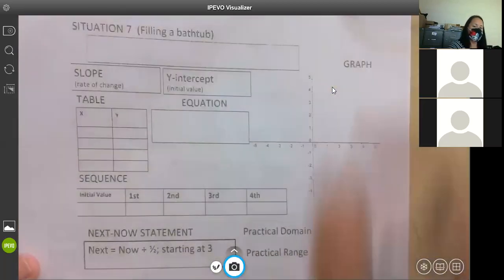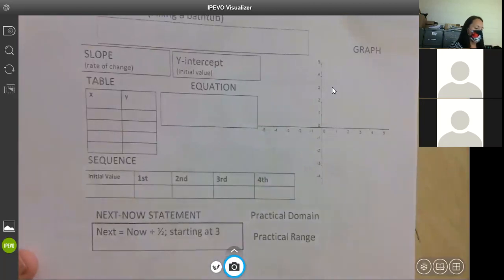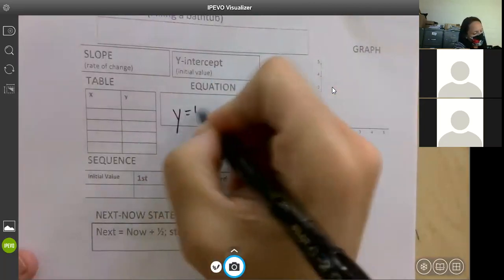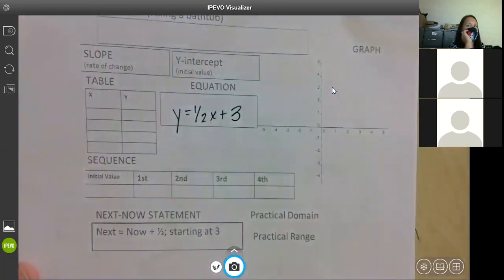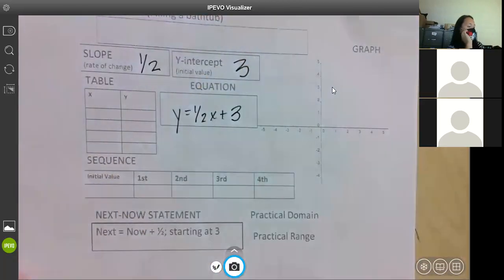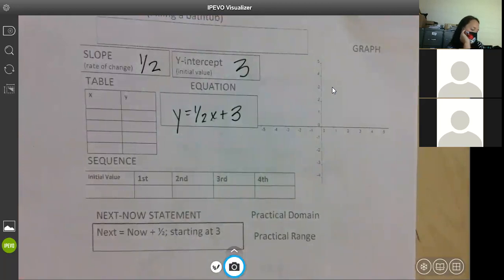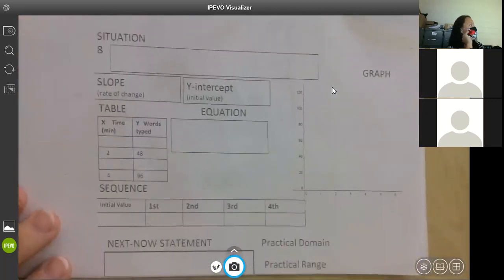Look at this one. We'll go real quick. This one gives you the next now. Next equals now plus 1/2 start at 3. So what is your equation? 1/2 x plus 3. What's your slope? And your y-intercept. I'm not going to do any more with that. That's an increasing, so your practical domain range will be weird. Well, look at the next one where it actually gives you the table. This is the last one that we're going to do, so bear with me for one more.